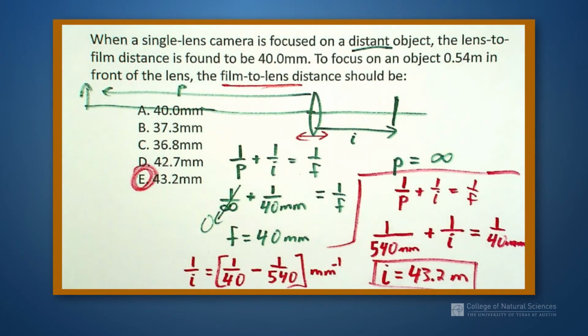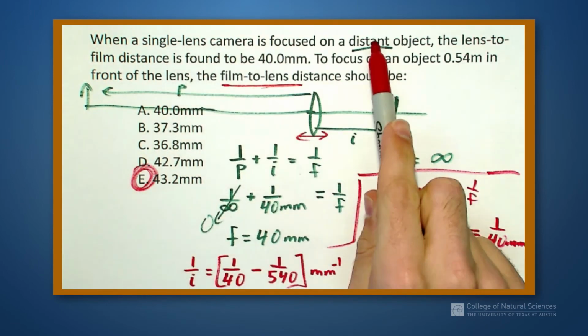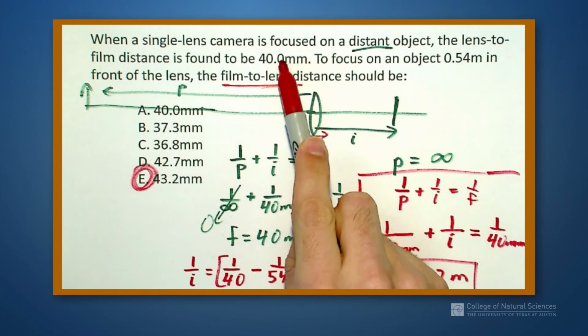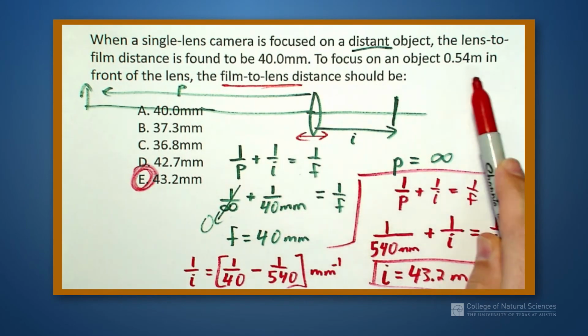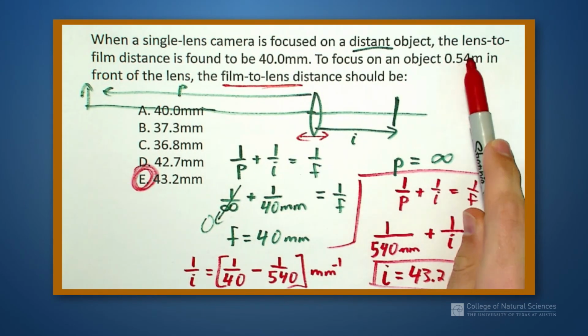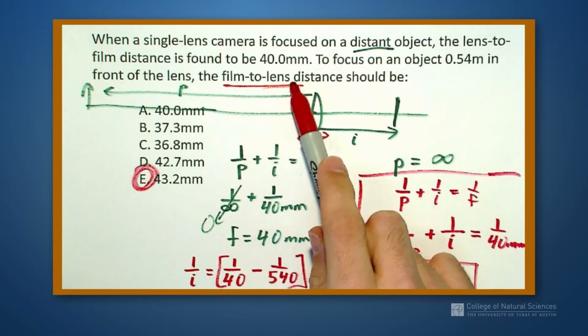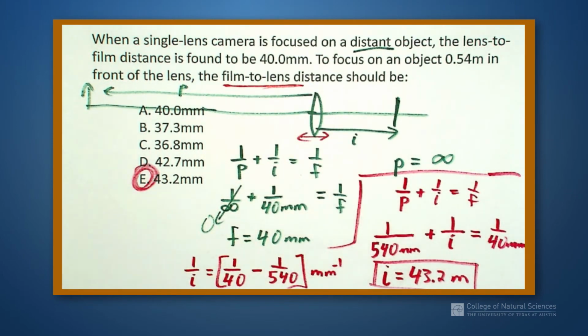So not that bad of a problem. It just required us to look and see that this distant object is giving us really the focal length, and that we use that focal length with a new distance to figure out the new image location. So where do we have to put our film to image with that lens?